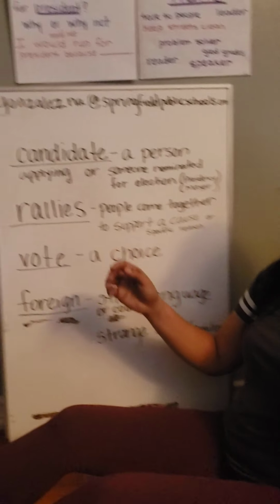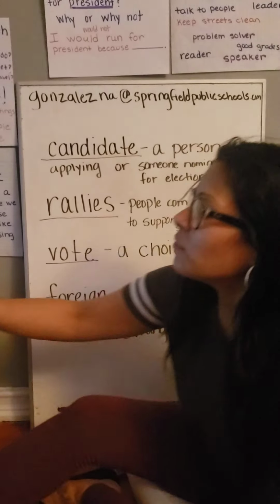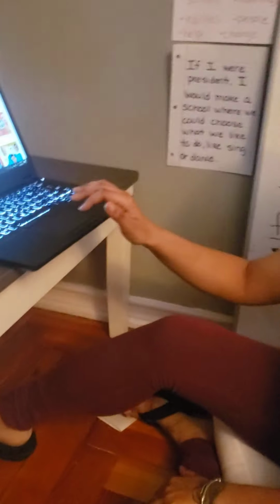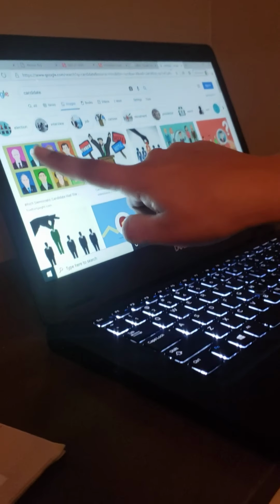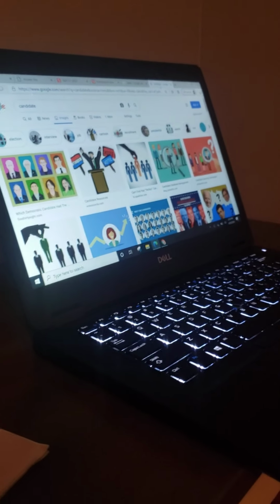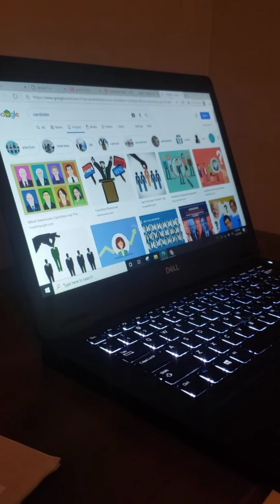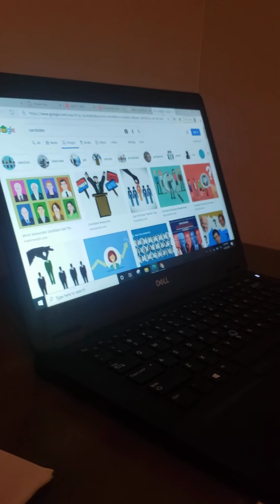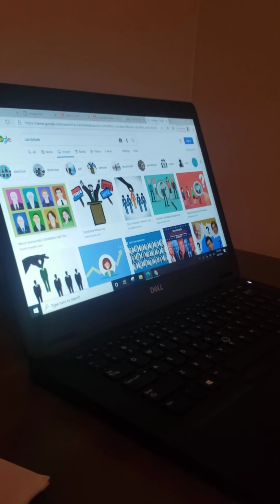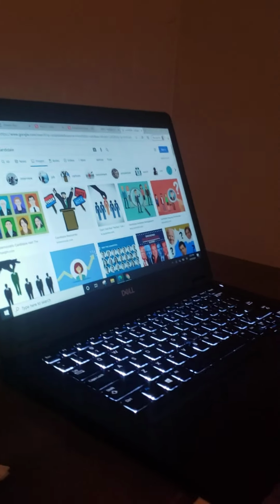We have the word rallies. Oh, look at the picture. I'll show you a picture of a candidate. So candidates, those are all candidates. So all these people are candidates because they are all trying to get the same job, or they're candidates because they're all trying to be president. They all want to be the president of the United States. So those are candidates. And then we have the word rallies.